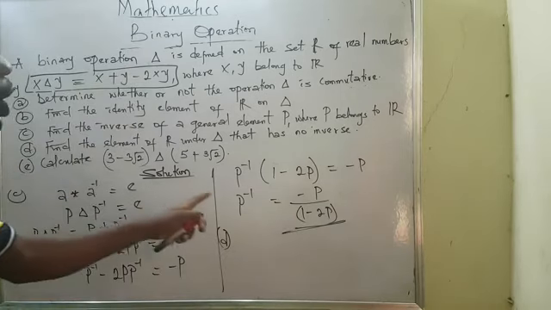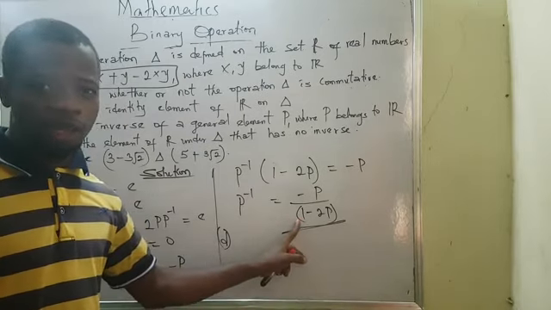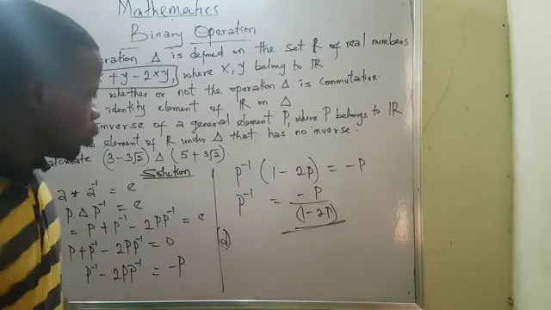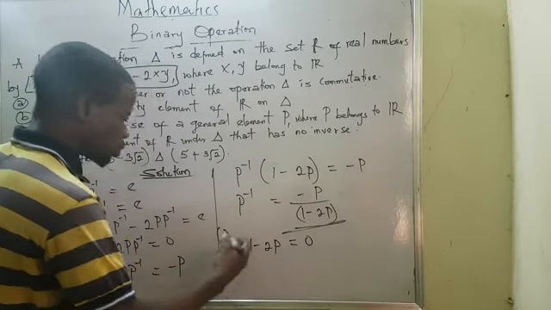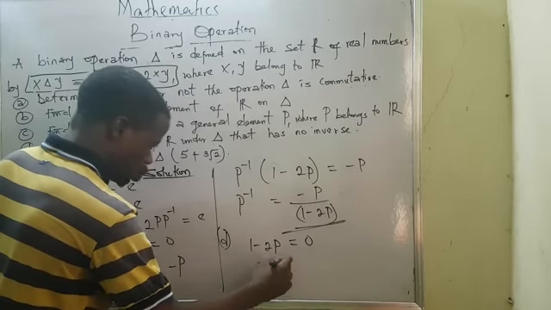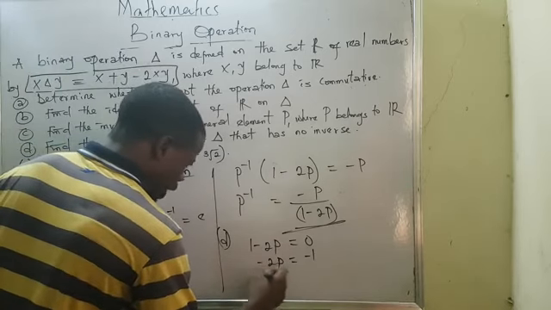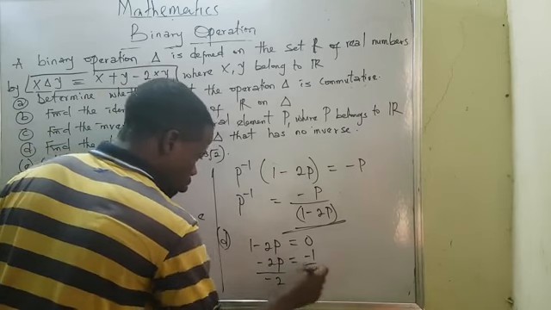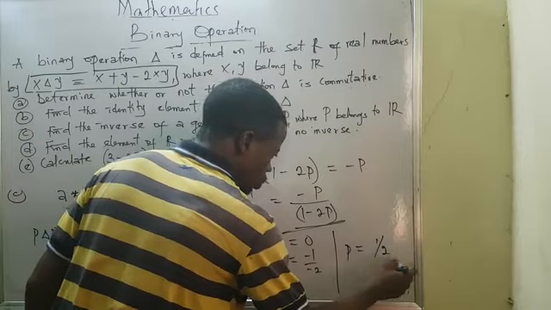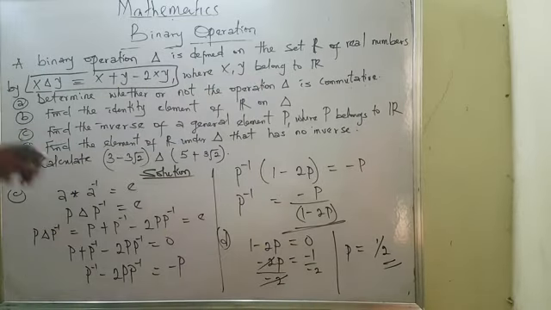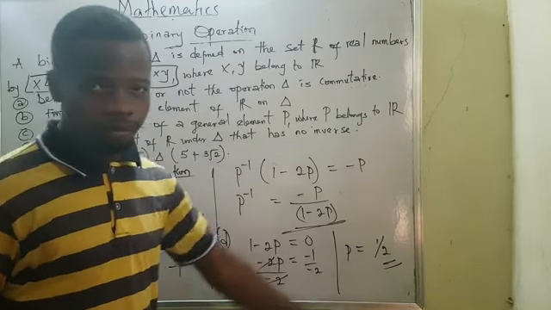For this to not have any inverse, it means it is not defined, because look, the inverse is a fraction. So for it not to be defined, we just say 1 minus 2P is equal to 0. Then minus 2P is equal to minus 1. Dividing both sides by minus 2, P is equal to 1 over 2. So the element under that operation that will have no inverse is half.